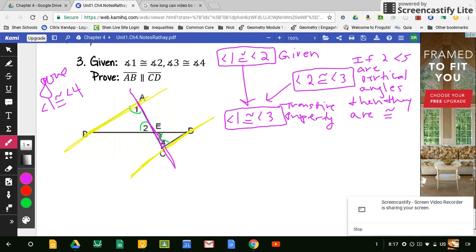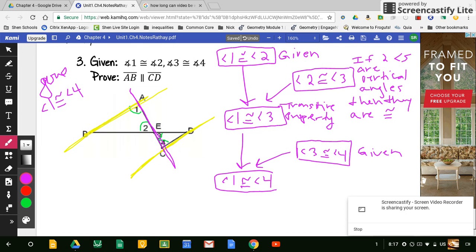By itself it doesn't tell me anything, but if I bring in my other given, together these two boxes tell me that angle 1 has to be congruent to angle 4. I'm linking again, so it's transitive property again. Now I did meet my goal, but my goal isn't the last step, it's the second to last step. I got my alternate interior angles, which means I'm ready to say these lines are parallel.